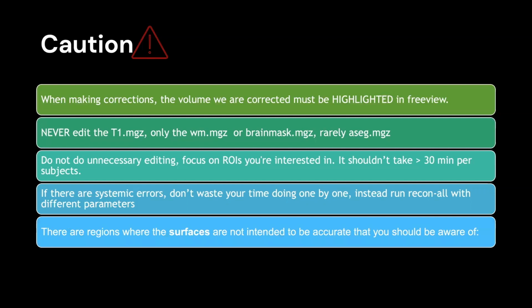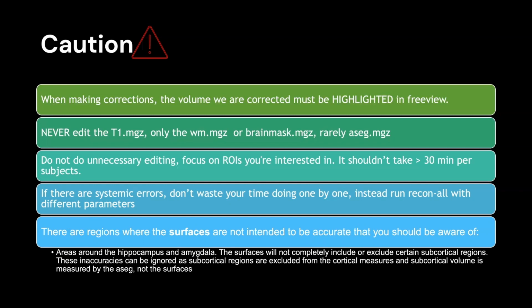Finally, the regions where the FreeSurfer surfaces are not intended to be accurate are the hippocampus and the amygdala. The hippocampus and the amygdala are not taken into consideration in the surface calculation, and we don't obtain thickness measures out of them. We obtain volume measures, and the lines that you're going to be seeing are surface lines. So don't worry about the accuracy of the surfaces in these regions. That doesn't really matter. Nothing is being calculated out of these regions in terms of surface or thickness. The important part here is to make sure that the ASEC, which is the volumetric segmentation, is correct.